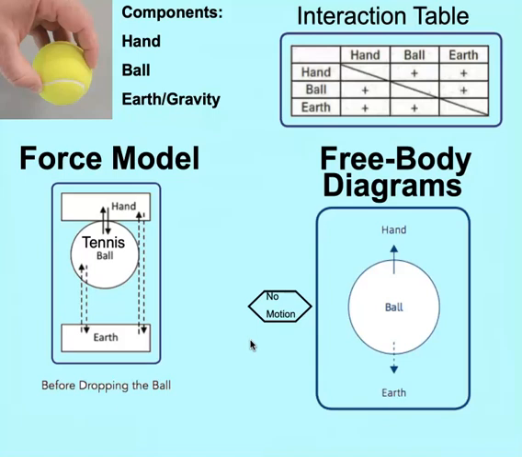And we still use a solid arrow for contact forces, and we still use the dash arrow for forces at a distance. One of the key things we want to make sure we do is label all the components, like I have them on the diagram. And we also want to include the no motion sign.